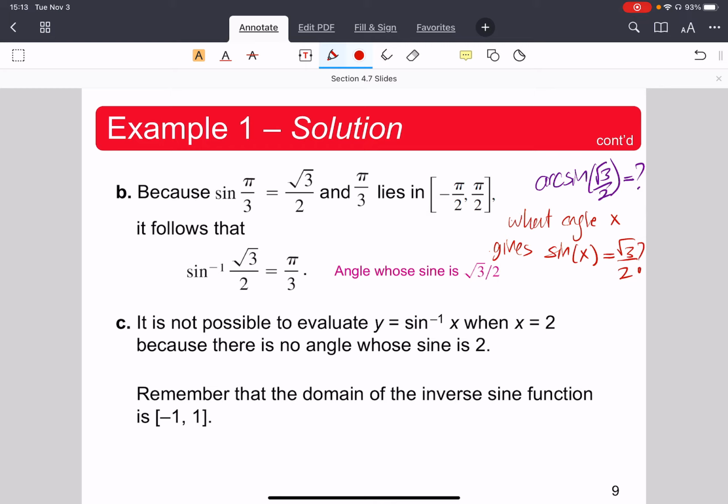The way I can answer that is, again, to take a look at the unit circle and see the angles that give you square root of 3 over 2. You're going to realize it has to be π/3 or 60 degrees, because sine 60 is always square root of 3 over 2. Then I need to make sure this is in the interval -π/2, π/2. I know that is true. So arcsine of square root of 3 over 2 has to be equal to the angle we found, which is π/3.